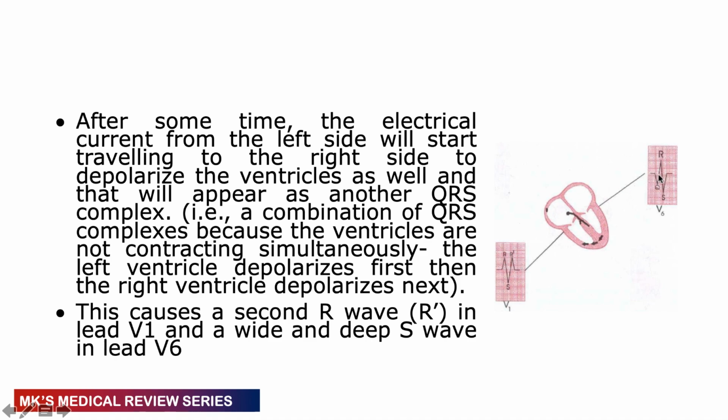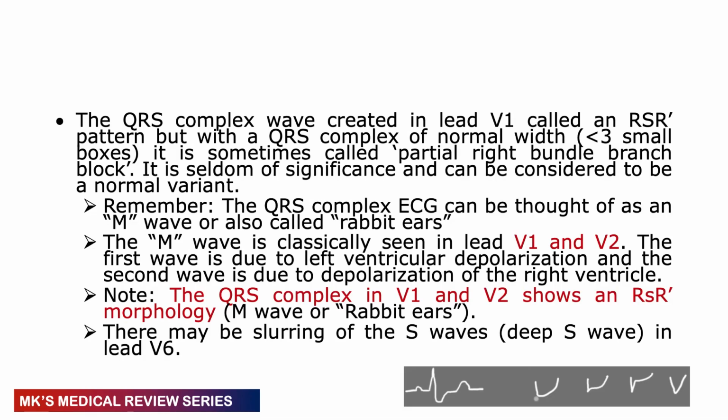The opposite is happening, of course, in V6. As this impulse is moving towards the right ventricle, it will show you this S wave. So you're going to be seeing deep S waves in V6, and you're going to be seeing this R prime wave pattern in V1. Then we see that there is some right bundle branch block.